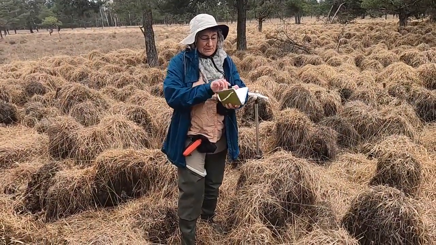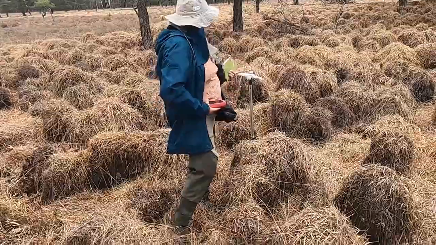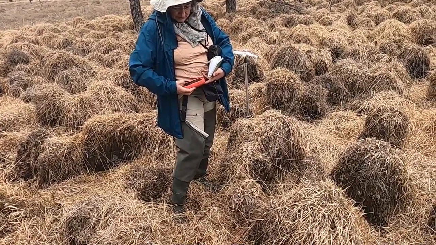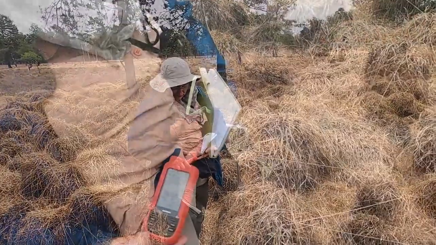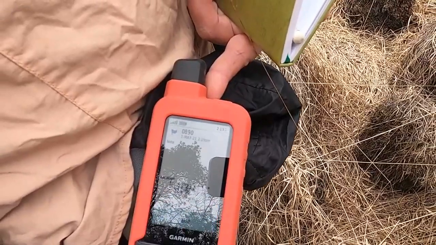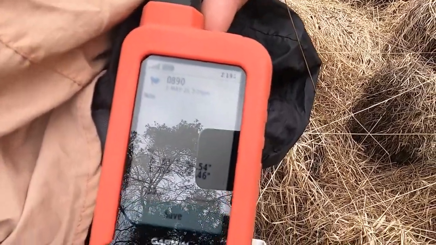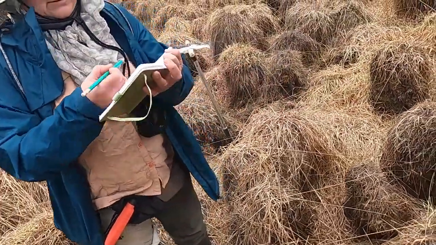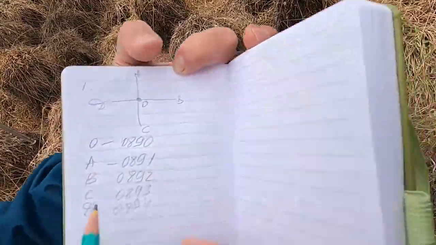Take coordinates of the central point of your relevé and every angle of your square. In your notebook, you can put just the number of your GPS. Don't waste your time writing the coordinates, or make a picture of the GPS.